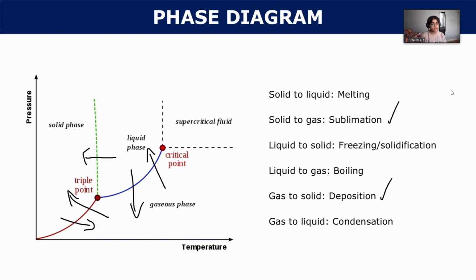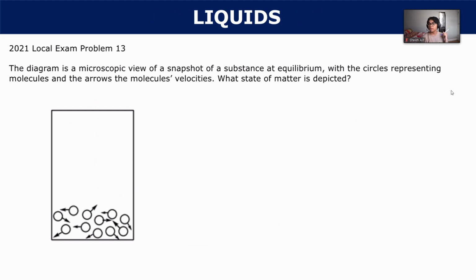But when describing phase, it's helpful to know some of these vocab terms. Let's do a bit of practice. The diagram is a microscopic view of a snapshot of a substance at equilibrium, with the circles representing the molecules and the arrows, the molecules' velocity. What state of matter is depicted?